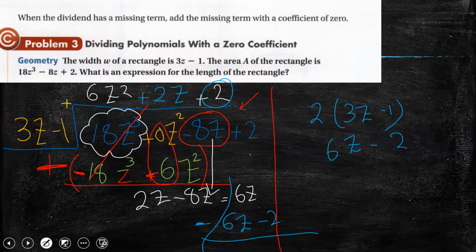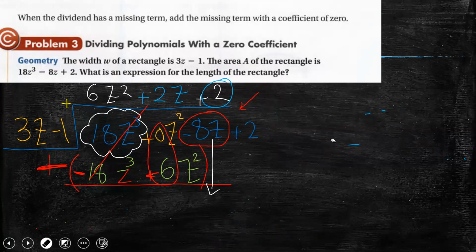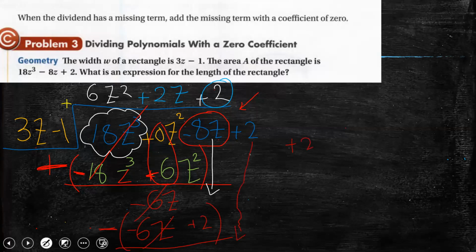Then we subtract them. So let's repeat here. We said before that we have negative 6z. Now 2 times 3z minus 1 will be 6z minus 2. Subtract, it will change the sign of each term. So what did we have now? We have plus 2. Then add the second plus 2 here. We have plus 4 as the remainder.